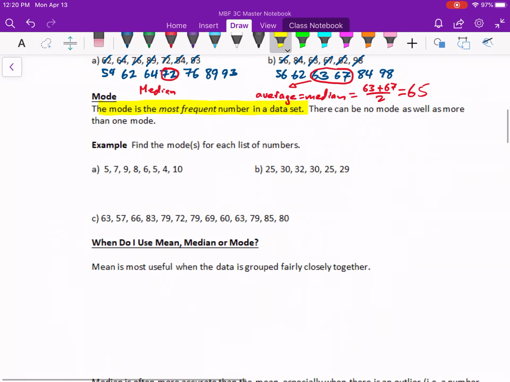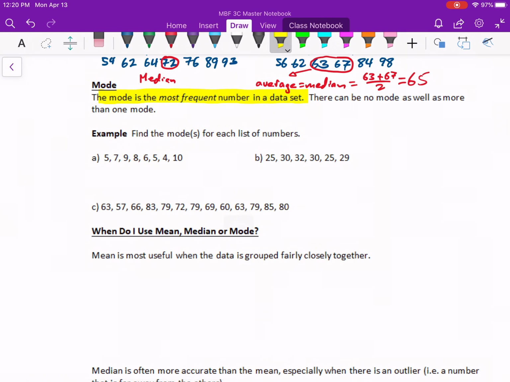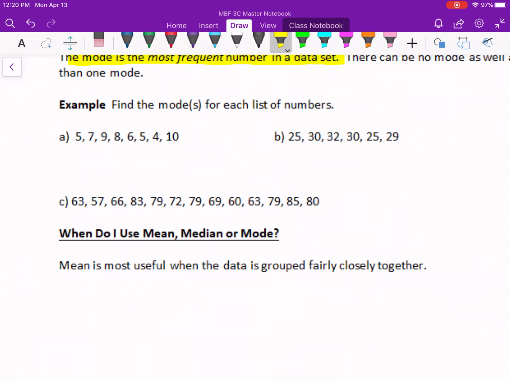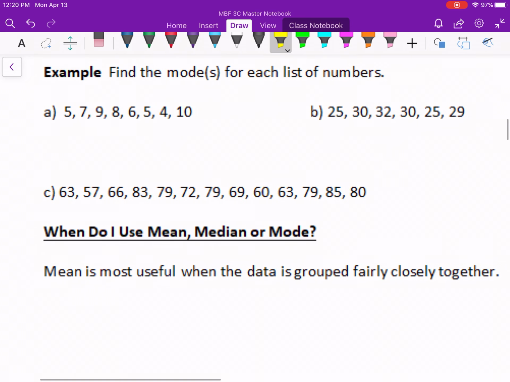Well, we want to find the number that turns up the most. So a quick scan through this. It's useful to put them in order. Usually what we're doing is we're trying to find all 3 of them anyway, so we'd have them in order from doing the median already. But since we're not, this is a fairly small number set, I can pretty quickly see that the 5 turns up twice, and there's no other number that turns up more than once. So the mode in this case would be 5.